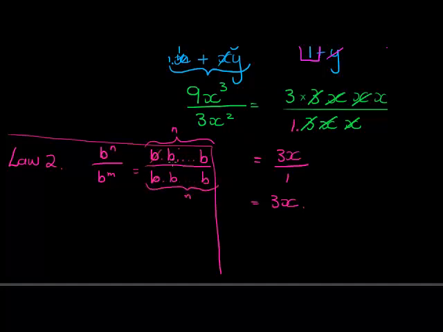But now some will cancel the others. Depending on the difference between n and m, that would tell me how many are left. So in the end, I will have b to the power of n minus m left and nothing in the denominator. Now that is if there's more in the numerator than in the denominator, but if it was the other way around, it can also be equal to 1 over b to the power of m minus n. If I've got more in the denominator, I will be left with some b's in the denominator.